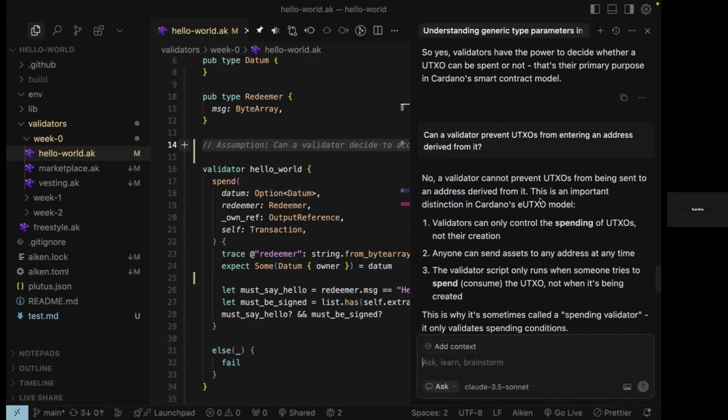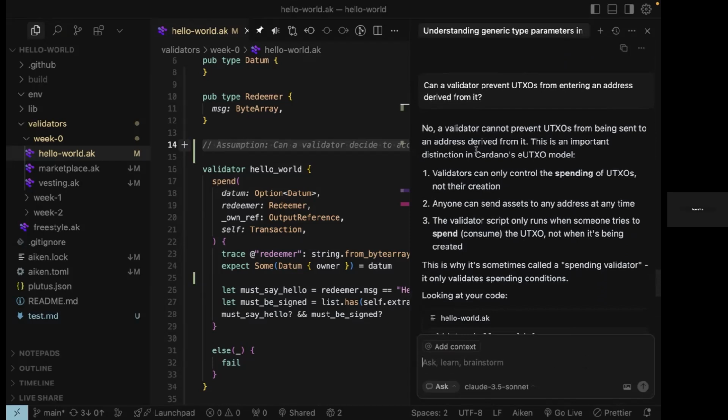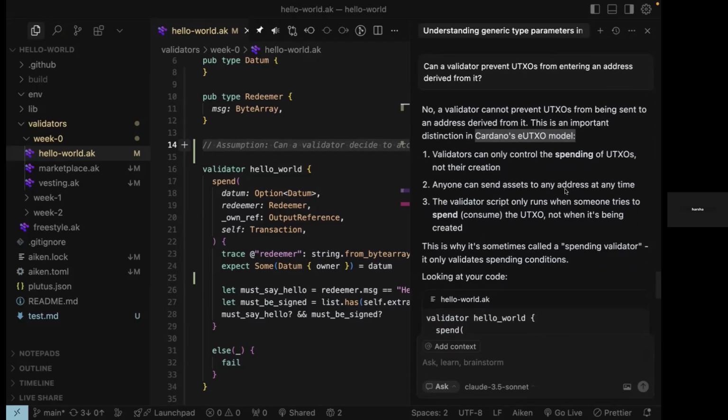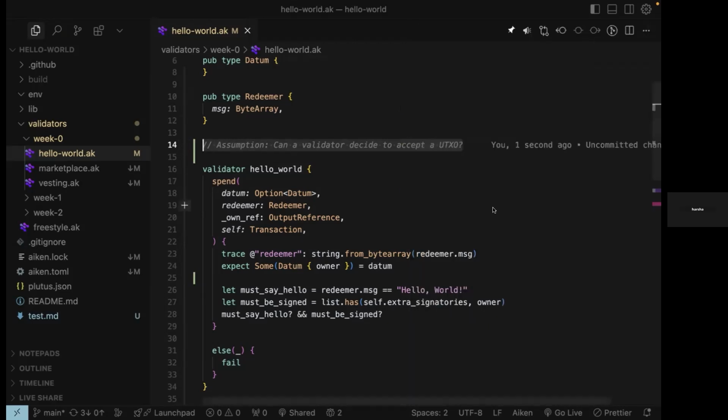No, a validator cannot prevent UTXOs from being sent to an address derived from it. This is an important distinction in Cardano's UTXO model. A validator can only control the spending of UTXOs, not their creation. Anyone can send assets to an address at any time. The validator script only runs when someone tries to spend. So I think that's a pretty clear no, you can't stop anything from coming in.